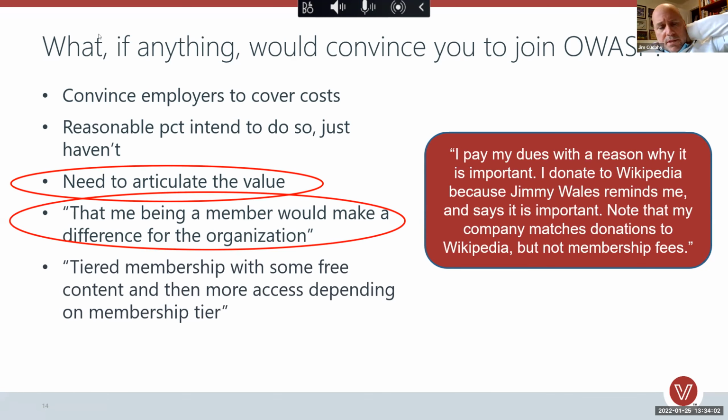I single out this one verbatim response because it's almost like the Bill Clinton line, 'It's the economy, stupid,' for those in the US, that drove the campaign in 1992. This is one that really resonated with me, at least. One person said, I pay my dues when given a reason for why it is important. I donate to Wikipedia because Jimmy Wales reminds me and says it's important. Note that my company matches donations to Wikipedia, but not membership fees. But nonetheless, this person really wants to understand why it's important, and we need to continually remind people in different ways.